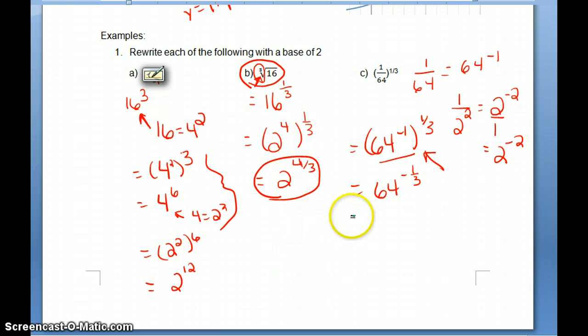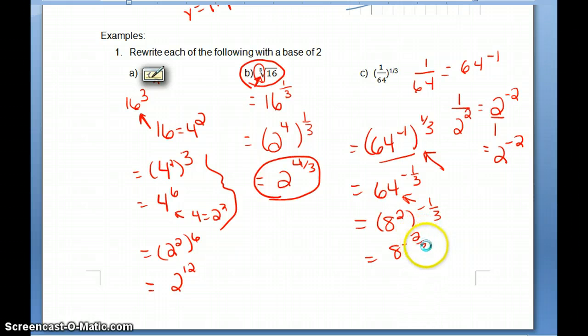Okay? So then let's rewrite 64. If you can't think of that base as it is, start by putting the square root of 64 into your calculator, and you'll find that it is equal to 8. So we could do 8 squared to the power of negative 1 over 3. So 8 squared is 64. Then, using those exponent rules again, we'd have 8 to the negative 2 over 3.